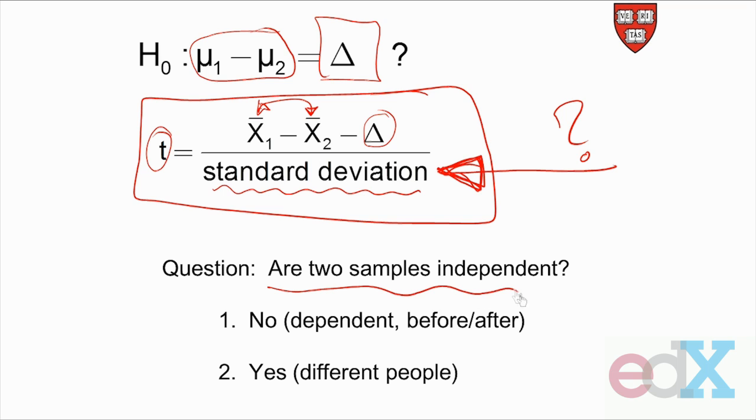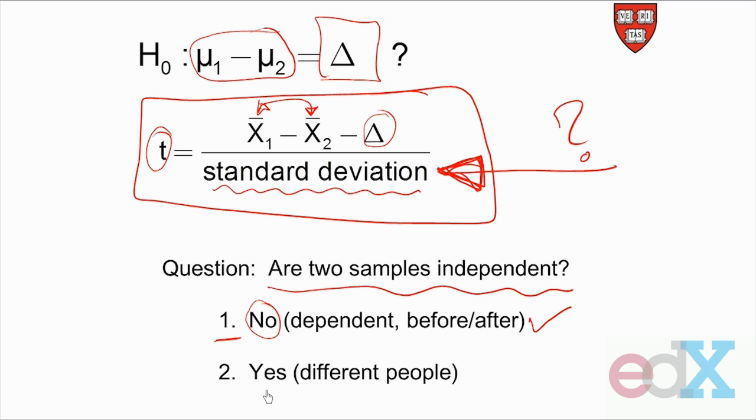Are the 2 samples independent? If they aren't, for example, if we have a before and after situation where we're taking the measurements on the same person, or we're looking at the right eye of a rat and the left eye of the rat, they're not independent, they're on the same rat, then we'll say the answer to this question is no. And we're going to do one set of calculations for that.